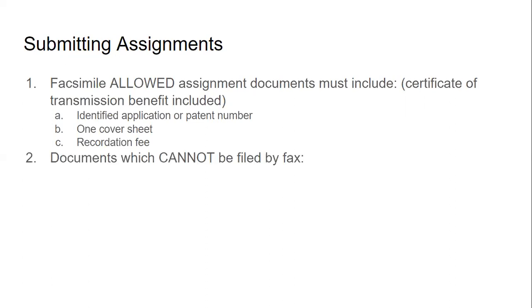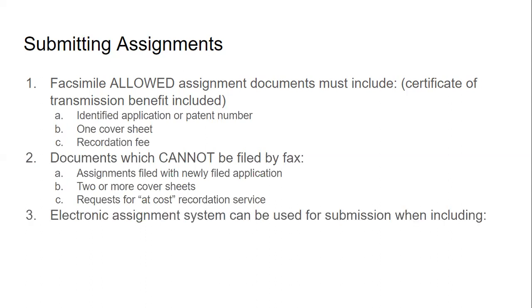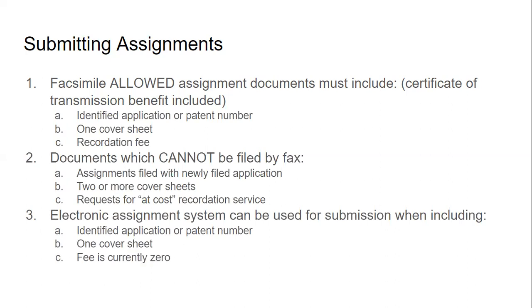However, it cannot be filed by fax if it's filed with a newly filed application. So that just follows that same logic with when you can use faxes, which we'll come to later. You can never fax a new application. So in that case, you obviously couldn't fax some documents which would go with the newly filed application. Also not allowed by fax: something with 2 or more cover sheets, and a request for an at-cost recordation service. So then the electronic assignment system can be used when including the identified application or patent number, 1 cover sheet, and the fee is 0, kind of like what we talked about before.